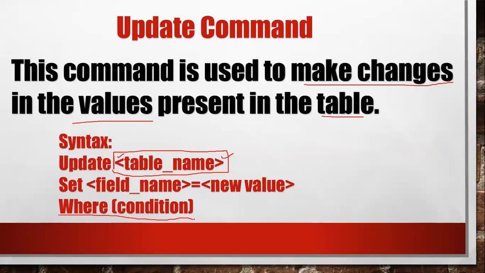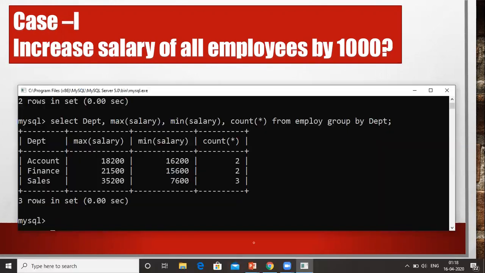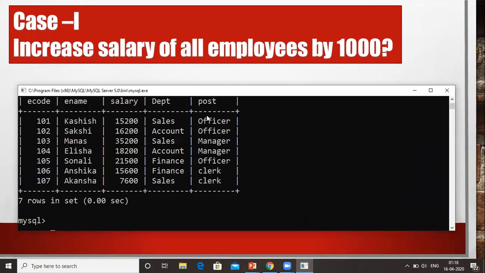So let us do some questions of the update command also. My first case is that suppose it is given to increase the salary of all employees by 1000. Currently, if I display the details of all employees, select star from employee, this is the detail of all the employees. Now the case given is that I have to increase the salary of all employees by 1000. So let us see how we can do this question.